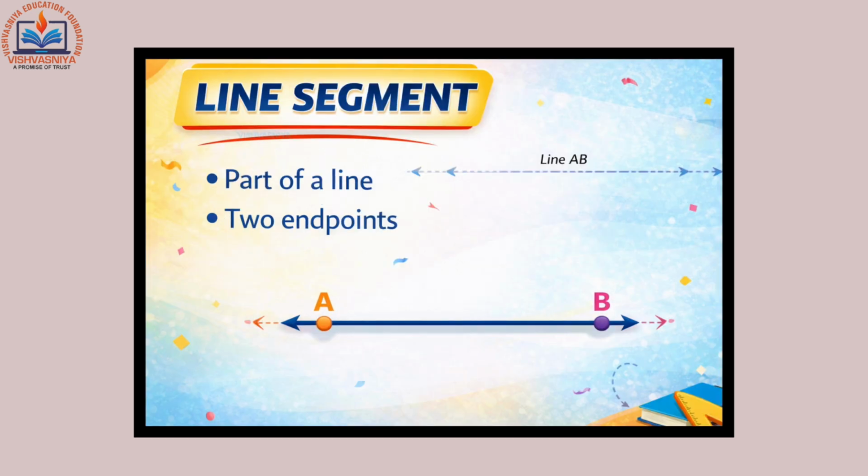A line segment is a part of a line. Unlike a line, a line segment has two endpoints. For example, the line segment joining point A and point B is written as line segment AB.